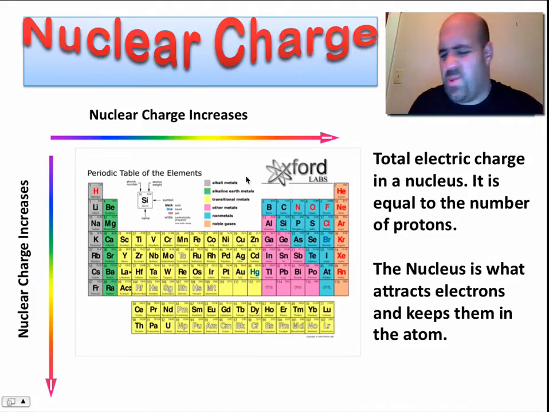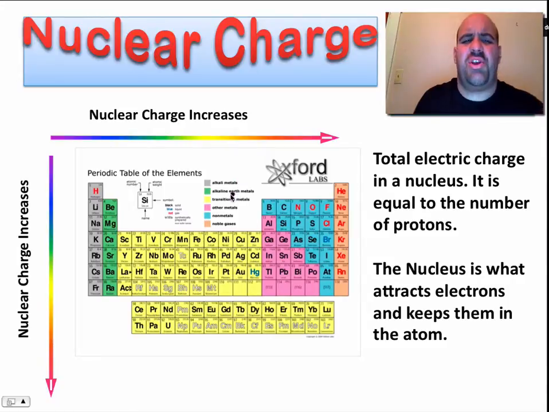So nuclear charge, what is nuclear charge? Well, it's exactly like what it sounds like. It's the electric charge of the nucleus of an atom. And it's equal to the number of protons because the nucleus of an atom is filled up with protons, positively charged proton particles. And the nucleus is what attracts electrons and keeps them in the atom.